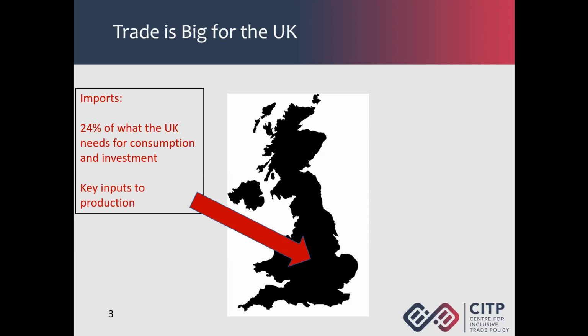Now, the UK economy is very dependent on trade. Imports account for something like 24% of the consumption and investment that goes on in the UK. And as you'll see later, imports provide really key inputs into the production process. They're an important part of productivity of the UK economy, being able to use equipment and bits that come from the rest of the world.